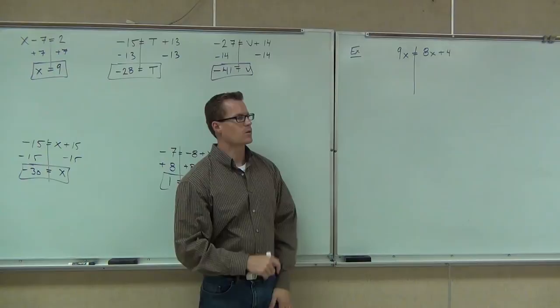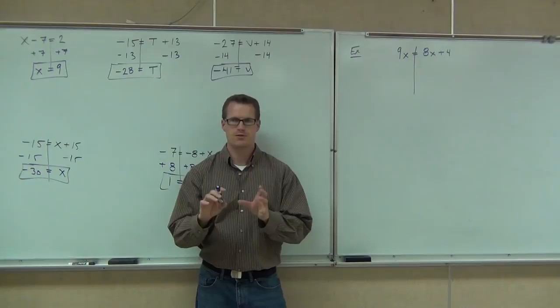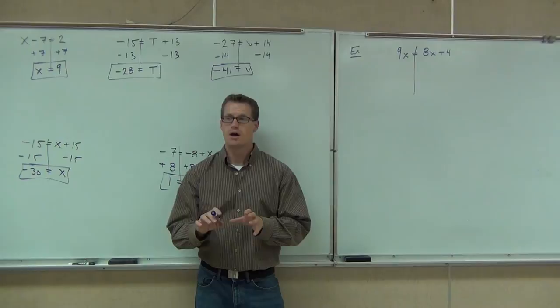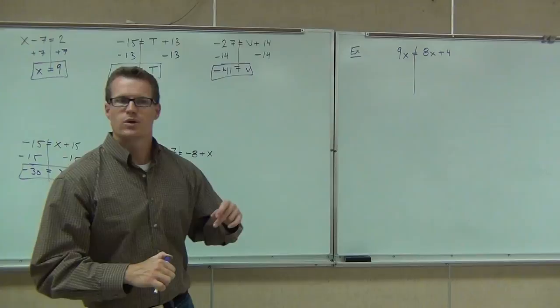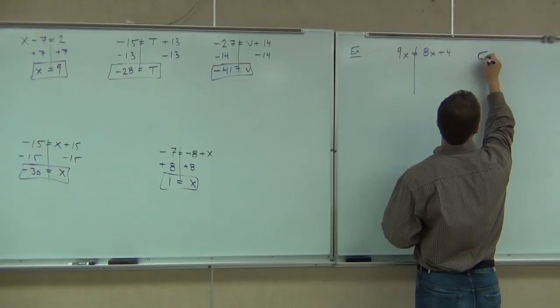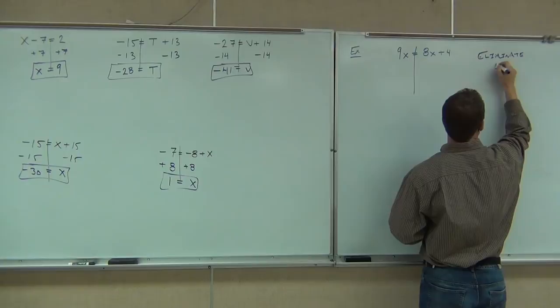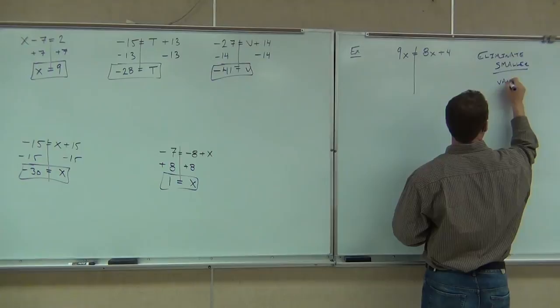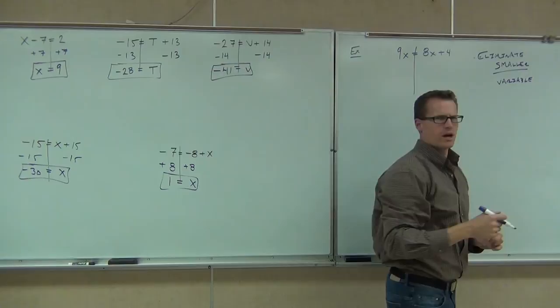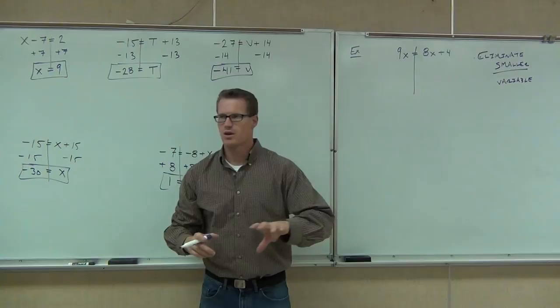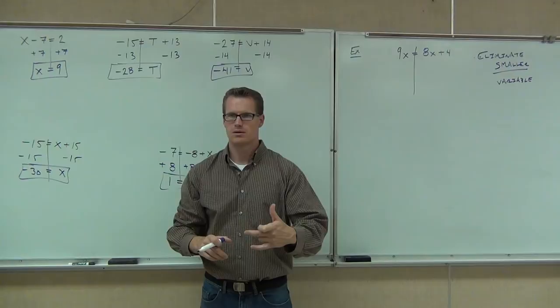I want you to locate the smaller of the variables. What's the smaller variable? 8x. We're going to get rid of 8x. So I'm going to write this note down. Please write this down as well. You are going to eliminate the smaller variable. You might be wondering, why do we do the smaller one? Won't any of them do? And the answer is, yeah, eventually it will. But if you eliminate the smaller one, you always keep your variable positive, and that's what we want. We want a positive variable. Do you get me? Eliminate the smaller one, it'll always be positive.